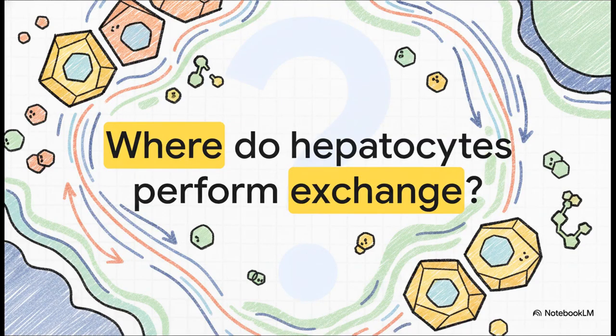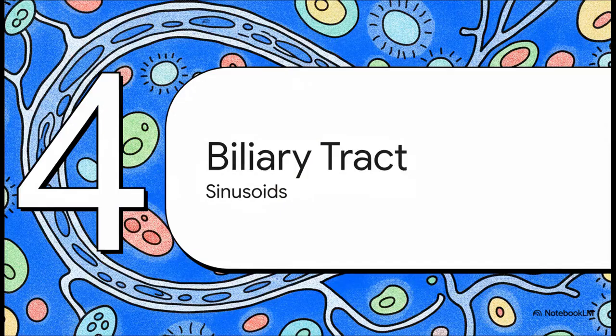So to understand how these polyhedral hepatocytes actually manage to process massive amounts of toxins, synthesize vital plasma proteins, and store extensive glycogen, we have to ask a crucial question. Where is the exact microscopic boundary where this mixed blood actually meets the cell? Which brings us directly to Section 4, sinusoids and the biliary tract.